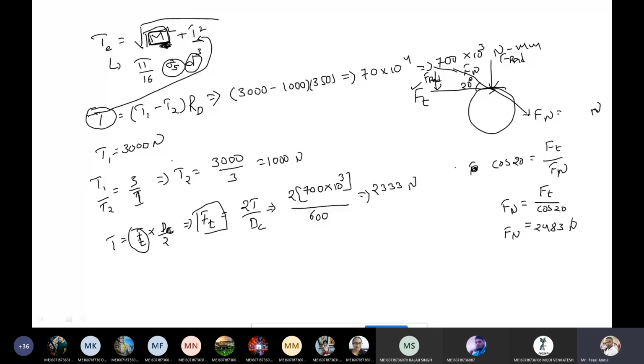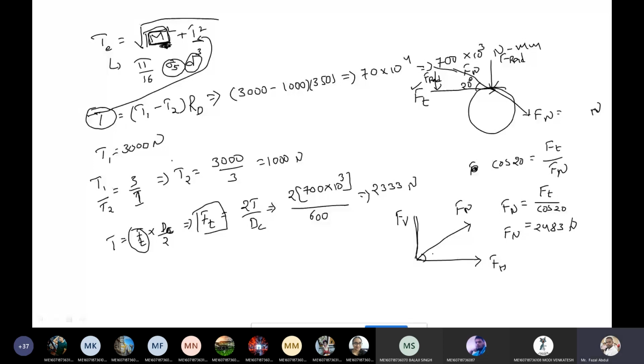So for the vertical load and horizontal load, I am drawing with the help of a system of forces. This is the horizontal force, this is the vertical force, and this is the normal force, which you just got as the answer. Now the 20 degrees is acting in this way.